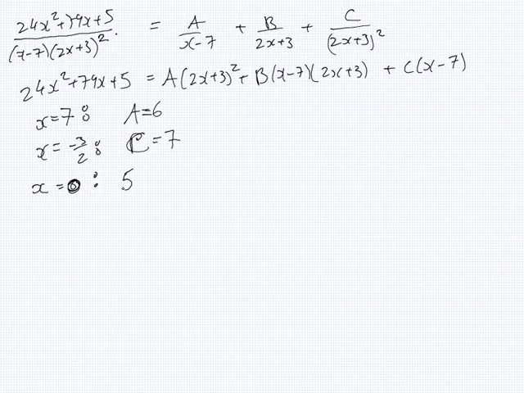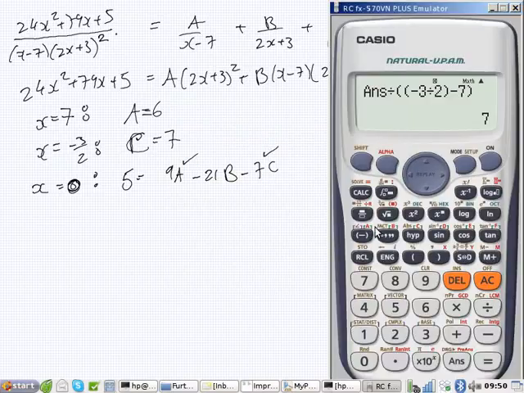x is 0. 5 equals 9A minus 21B minus 7C. But we know the A and the C. So if we just put that in here, 5 minus 9A, which is 54, plus 7C, which is 49. Oh, I get 0 here. B equals 0.